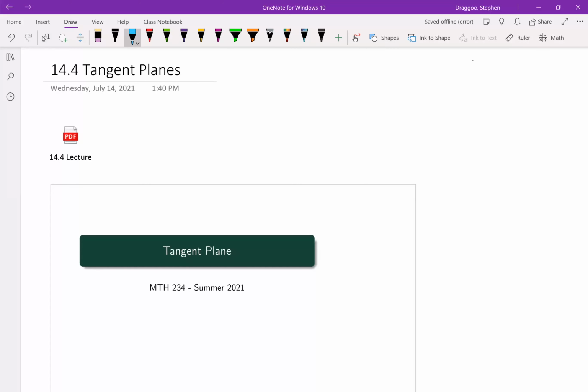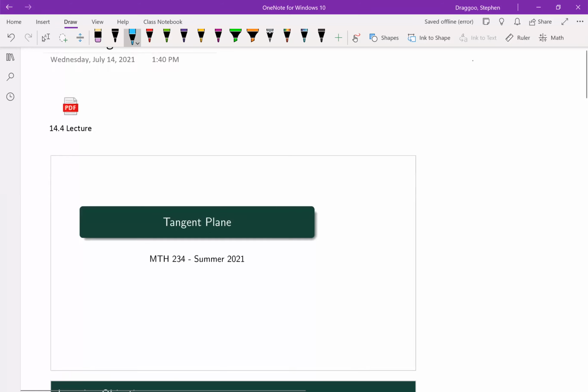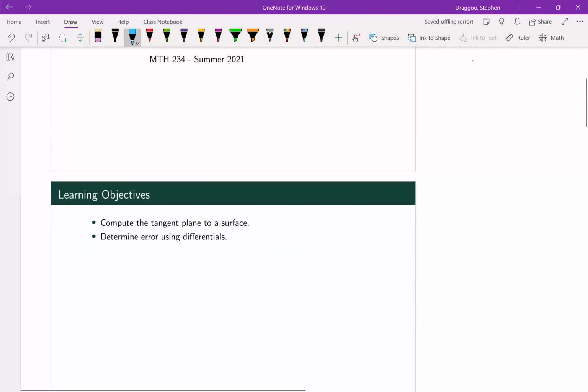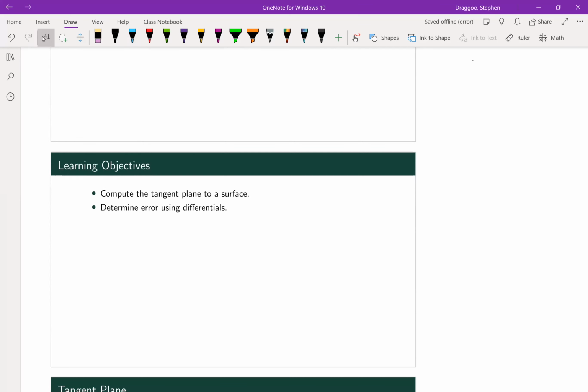All right, let's take a look at section 14.4, which covers tangent planes. So, a couple of learning objectives this time. Compute a tangent plane to a surface, which is the first thing we're going to look at here in a moment. And then also determining error using differentials, which is going to be an application of linearization, which is a Calc 1 topic that we're going to revisit in 3-space.